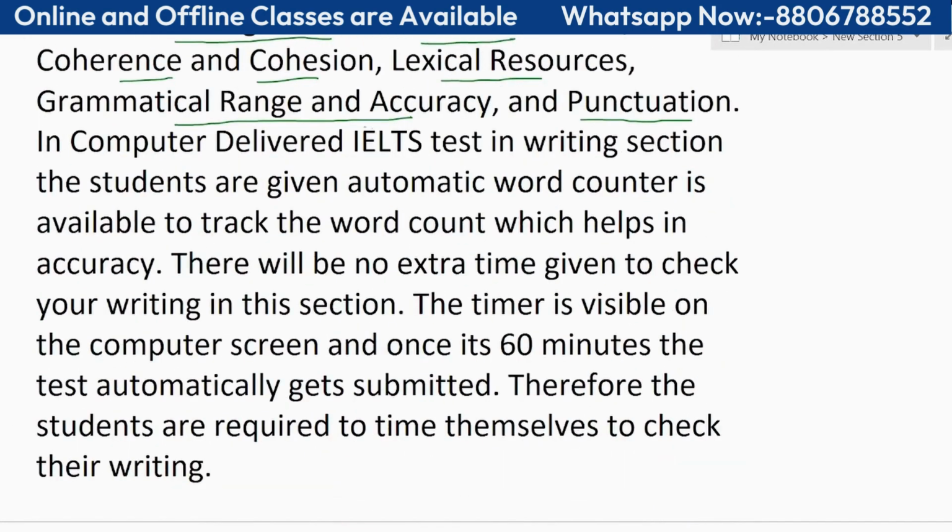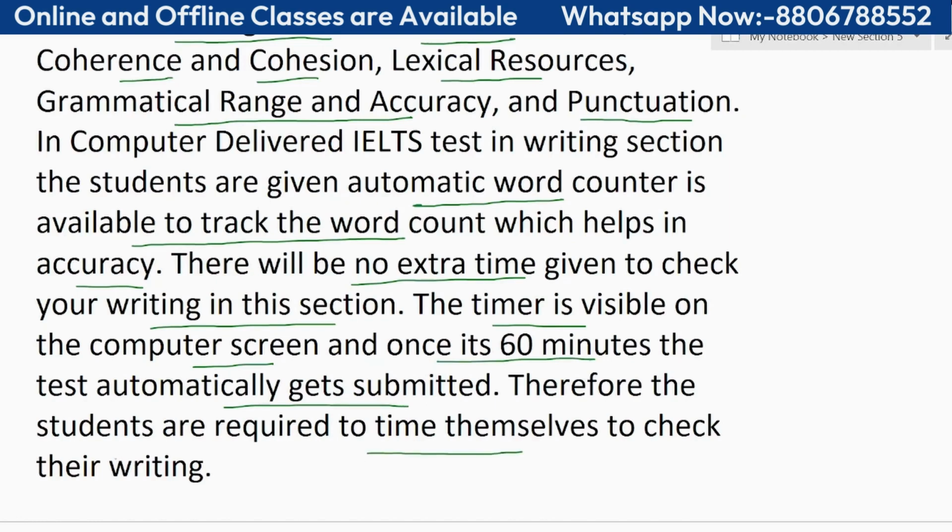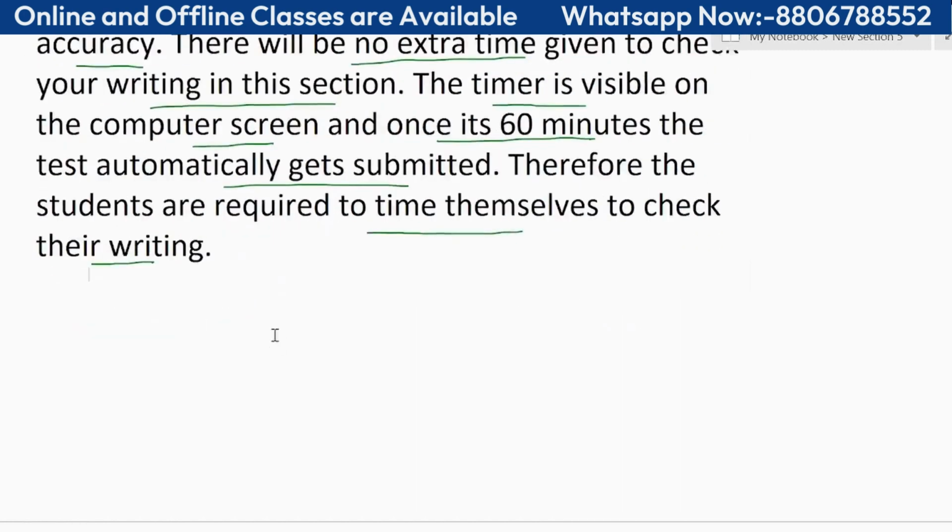Now in the computer delivered test in the writing section, the students are given an automatic word count. So you will be able to see how many words you have already written, and this way you will be able to track the word count, which will help in accuracy. There will be no extra time given to check your writing in this section. The timer is visible on the computer screen, and once it's 60 minutes, the test automatically gets submitted. Therefore, the students are required to time themselves to check their writing. So this is all about the writing section.